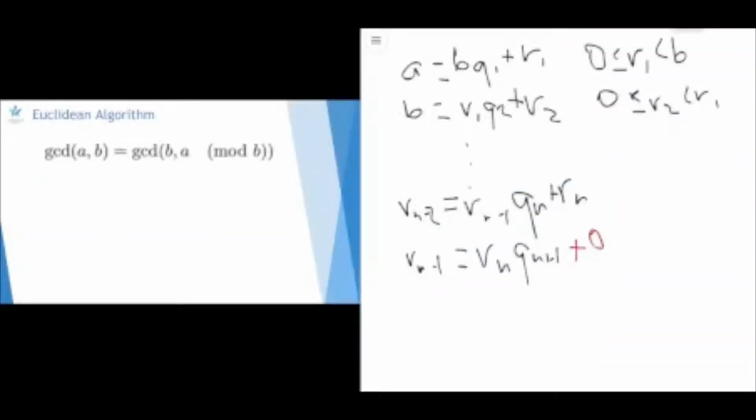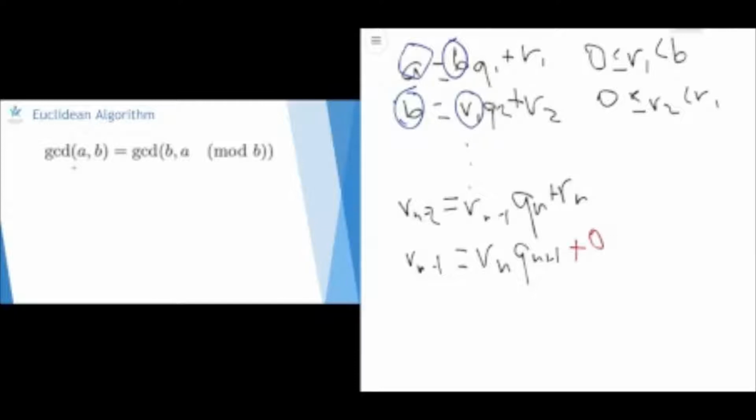Okay, so let's start off by recalling the Euclidean algorithm. It states that if we were to use the division algorithm to write A is equal to B times Q of 1 plus R of 1, then GCD of A and B is equal to the GCD of B and R of 1. So that would be Euclid's theorem.